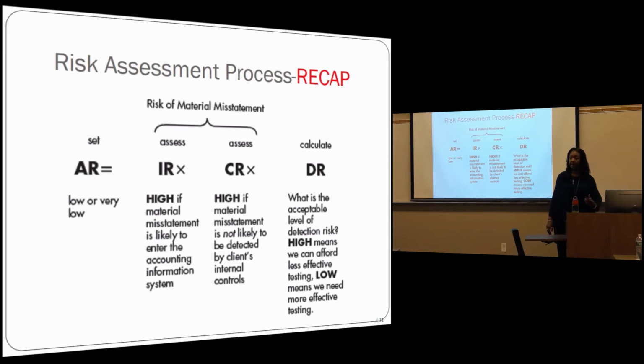I highly recommend that audit risk should be low or very low. But ultimately, it's the auditor's decision. Detection risk is the auditor's response to their assessment of the risk of material misstatement, given the fact that they want to keep audit risk low.